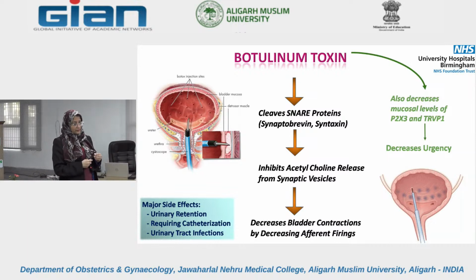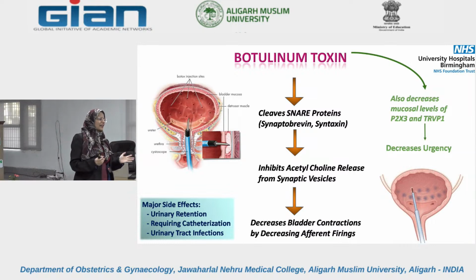So maximum dose is 300. So it's a toxin. Why does it not kill patients? What do you think? The reason is the dose. The dose which is required to kill a human being is 2,800 units. It's good to know, isn't it? So that we know never ever to give any dose bigger than that. Maximum we can give is 300 units.